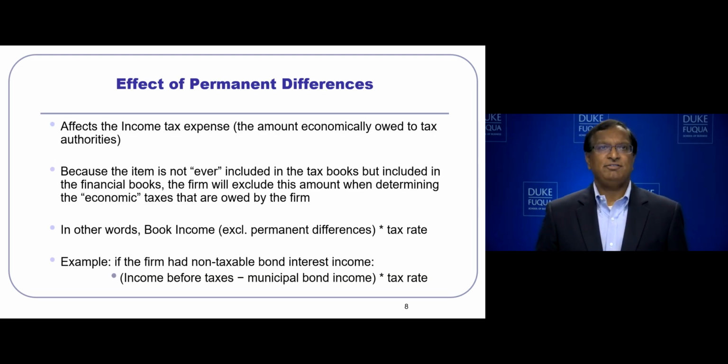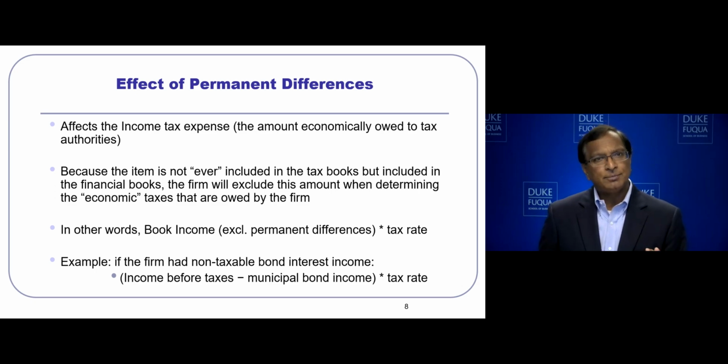So let's talk about the effect of permanent differences in a little bit more detail. One, it affects the income tax expense, that is the amount economically owed to the tax authorities. Because the item is never included in the tax books, but included in the financial statements, the firm will exclude this amount when determining the economic taxes that are owed by the firm.